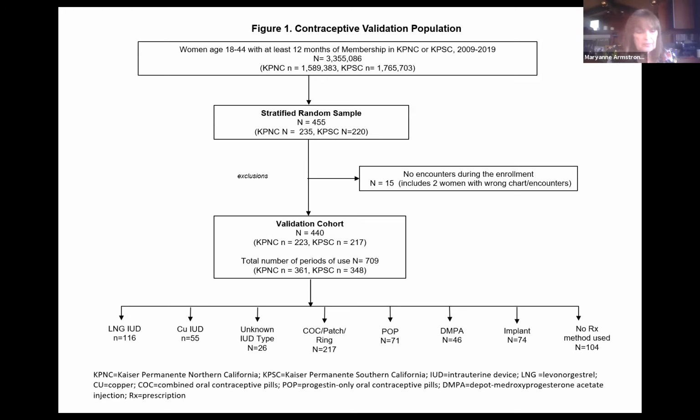The contraceptive types of interest were listed below here: levonorgestrel IUDs, copper IUDs, unknown IUD type, combined oral contraceptive pills, patches and rings combined, progestin-only oral contraceptive pills, depomedroxyprogesterone acetate or DMPA injections, and contraceptive implants. We also looked at the category of no prescription methods used during the study period.